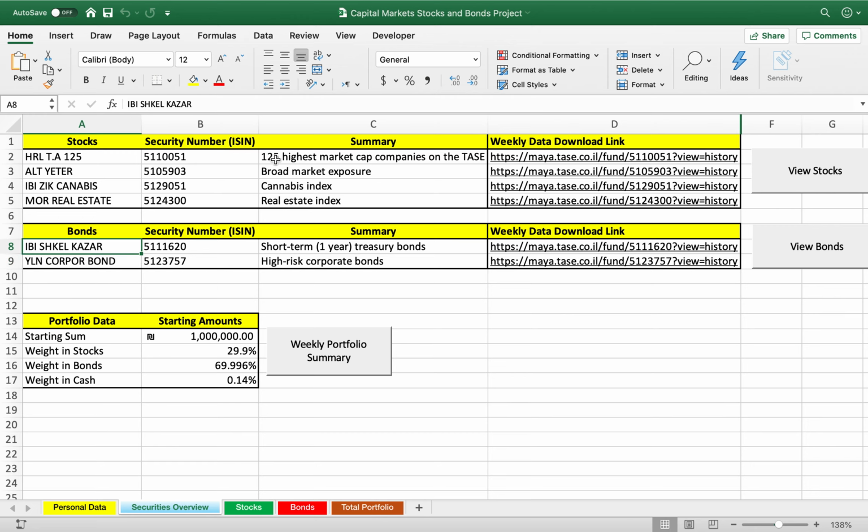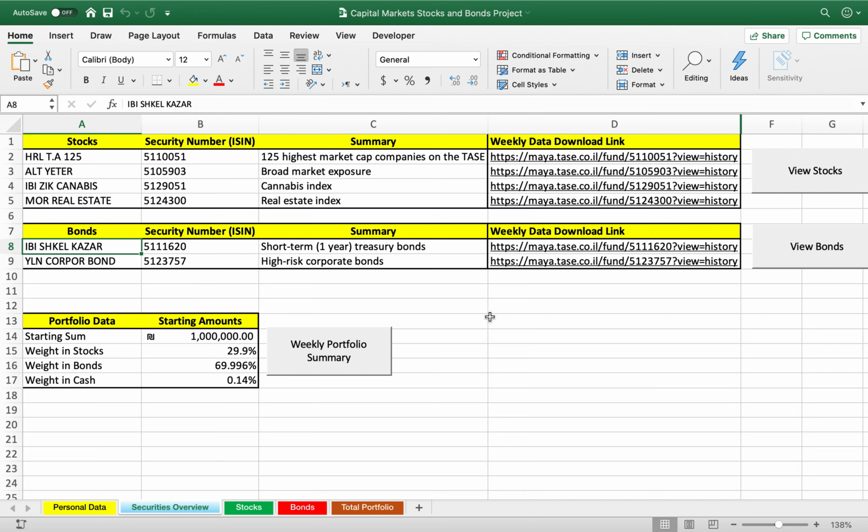As far as the stocks, I went with TA 125, which is similar to the S&P 500, but for Israel. Alt Yeter, which is just this random one I found that has, quote, broad market exposure, whatever that means. Cannabis index, because that was just for fun, and a real estate index to diversify a bit away from your traditional stocks.